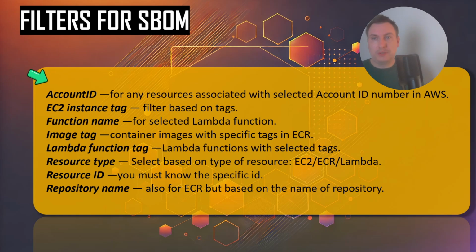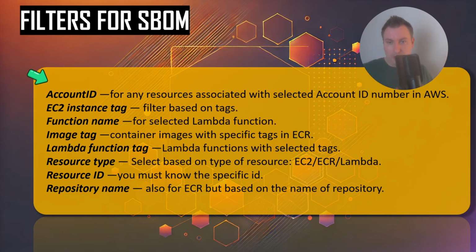So if we move forward, what are the filters for SBOM? What you can actually filter to select what will be part of your SBOM. Basically, it can be the account ID, for any resources associated with the account ID provided. That's basically the number of your account. Then EC2 instance tags. That's very important because that's something that you can really utilize, like selecting your critical instances or production instances or demo instances. So you can select a subset of EC2 instances.